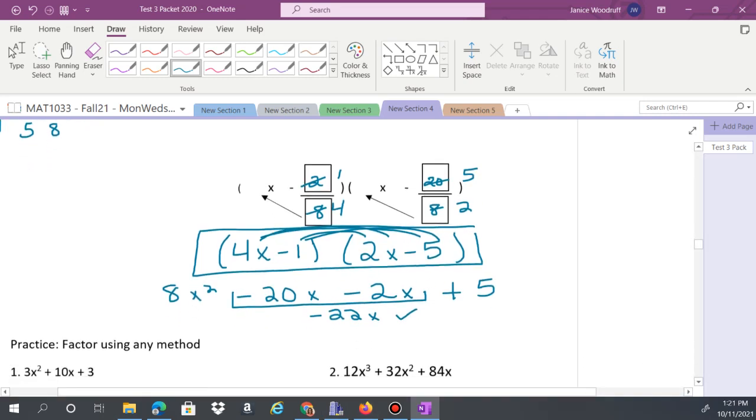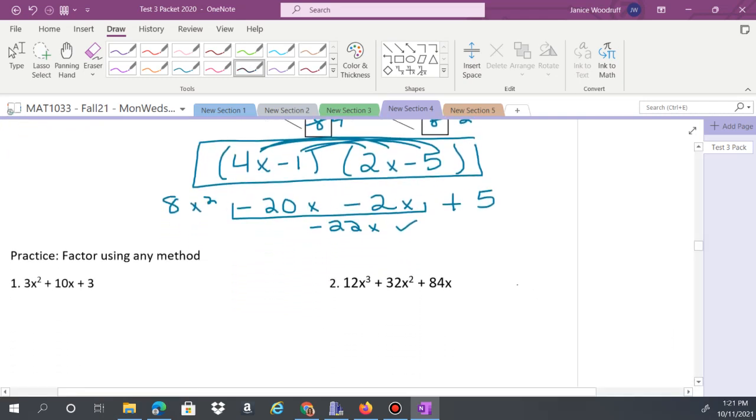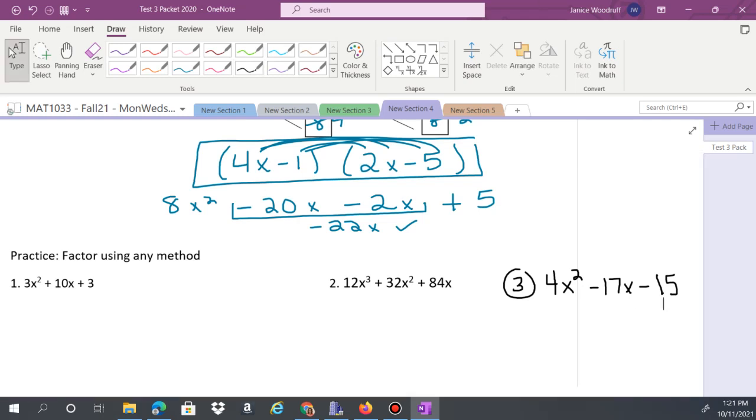All right, so let's practice. You have a couple problems here. I'm going to add one more over here that looks like this. Okay, so practice these 3 problems, and then we'll go over them in a few minutes. How you guys doing? Ready to take a look?